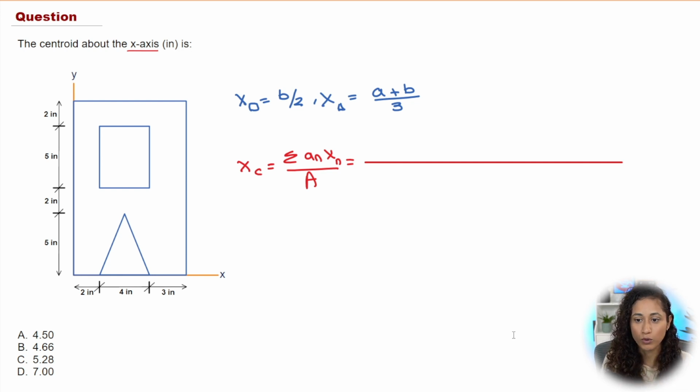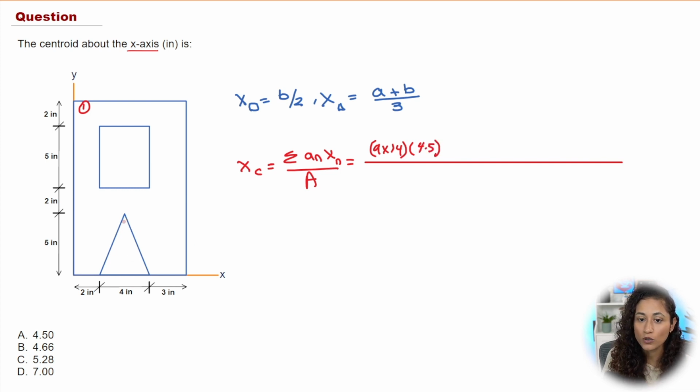Okay, back to this problem. These are all the equations that we're going to use to solve the centroid about the x-axis. Let's first start with this shape, the rectangle. Let's call it 1. The first thing we need here is the area. The area of this rectangle is going to be 9 inches times 14, so just 9 by 14. Then we're going to multiply by xn. Now xn is the centroid of the rectangle, which is just half of 9, which is 4.5. Now let's take a look at the triangle.